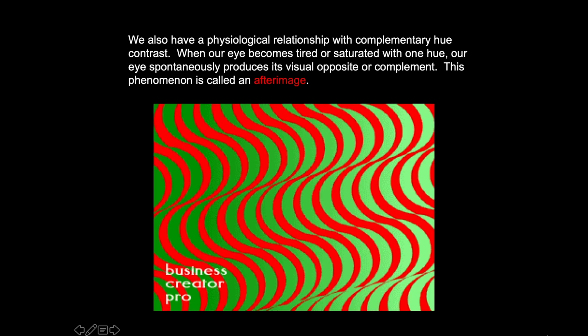We also have a physiological relationship with complementary contrast, which makes it very, very satisfying to use for viewers. When our eye becomes tired or saturated with one hue, our eye spontaneously produces its visual opposite or complement. This phenomenon is called an afterimage, and the idea is that if you look at an image like this long enough where you see these red and green stripes absolutely vibrating against each other, you should be experiencing those complements on your eyelid when you shut your eyes. Try it and see. I'm not sure how long you'll have to look.